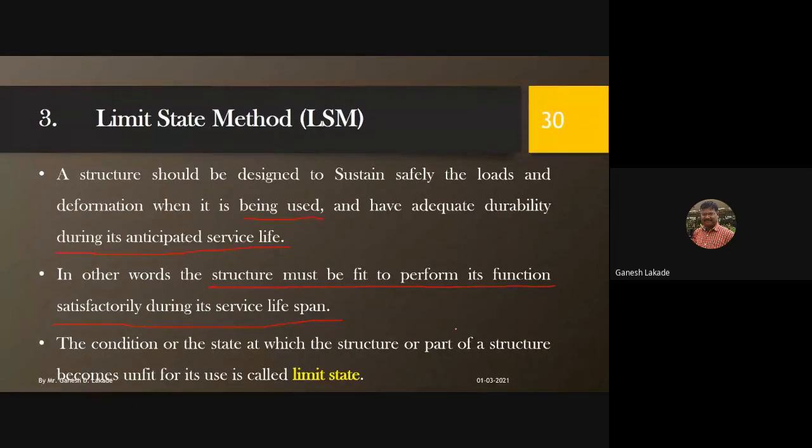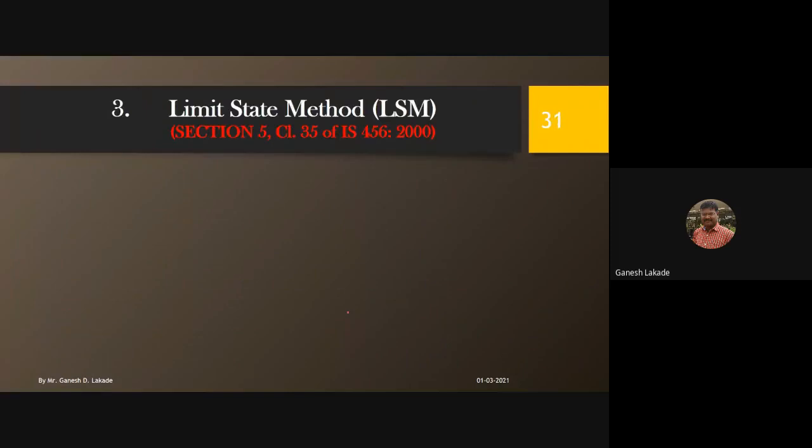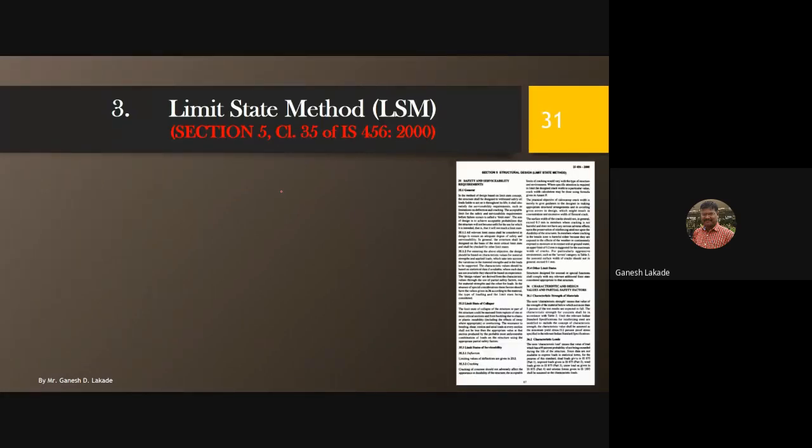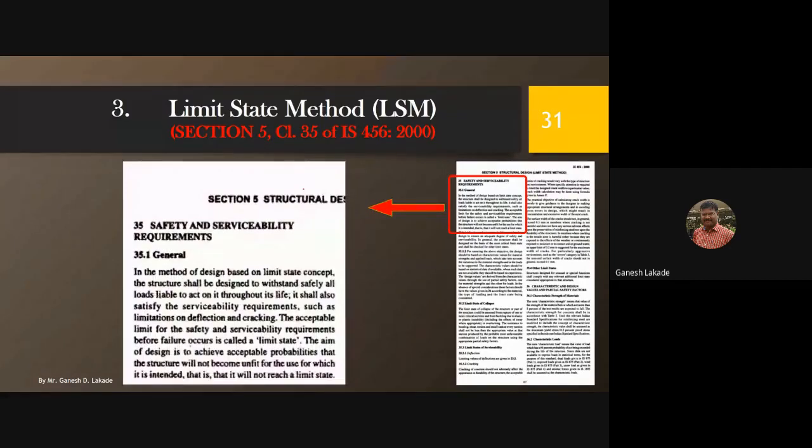Okay, so these limit states were considered in the limit state method. Now, the details of this limit state method are available in IS 456 under clause number 35. So there is a specific section for structural design by using the limit state method in IS 456. You may open page number 67 of your IS 456 copy, if you have it with you, and in that clause number 35 gives us the information or definition of limit state. Okay, so this is clause number 35.